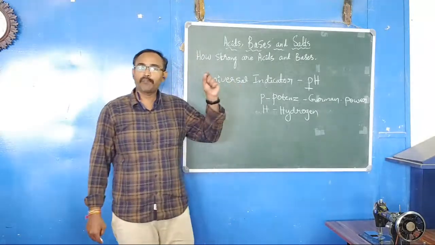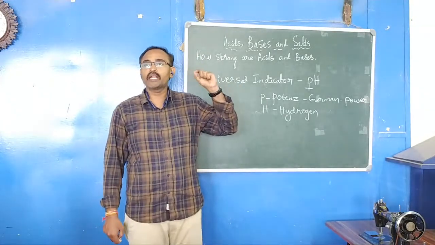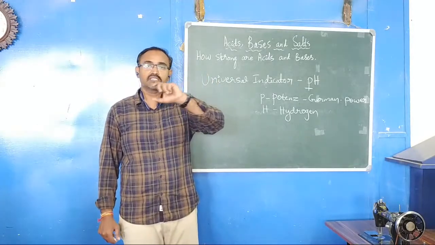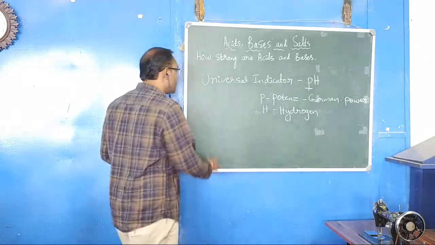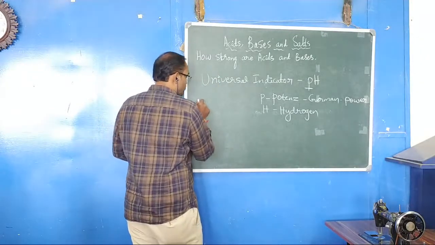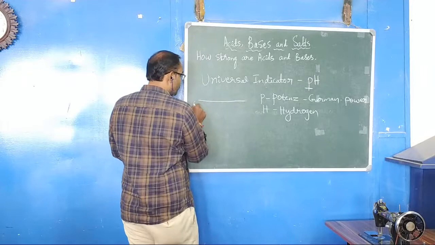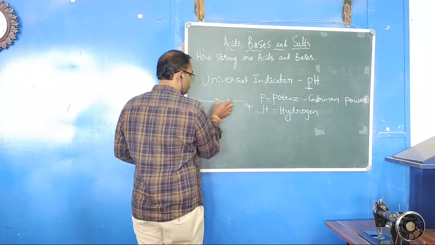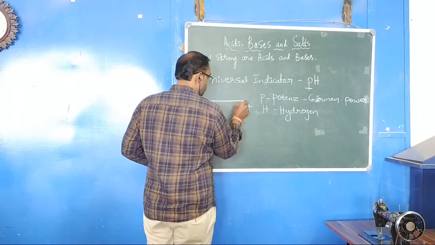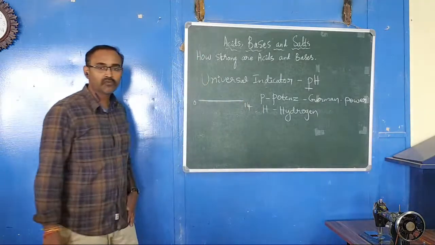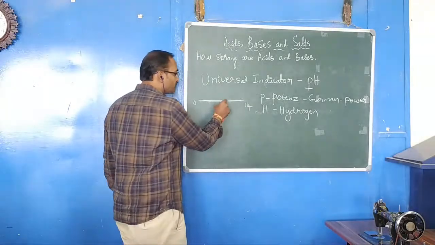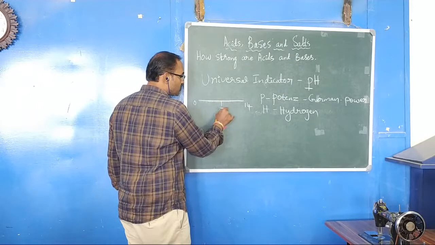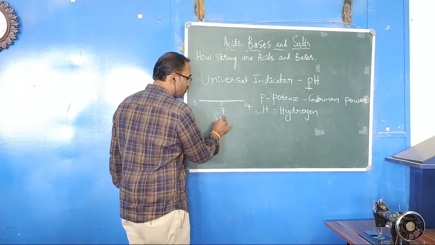So the pH scale is numbered between 0 to 14. So it is a scale which is numbered between 0 to 14. So in between, which is the middlemost number? 7. Neutral. So 7 represents neutral.